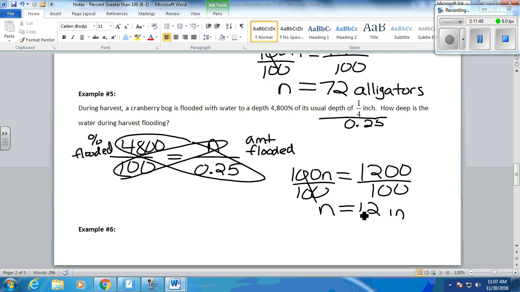So really, the cranberry bog gets flooded to 12, a foot, because 4,800 is the same thing as 48 times the amount. So if we were to take a quarter inch and multiply it by 48, we would also get 12.